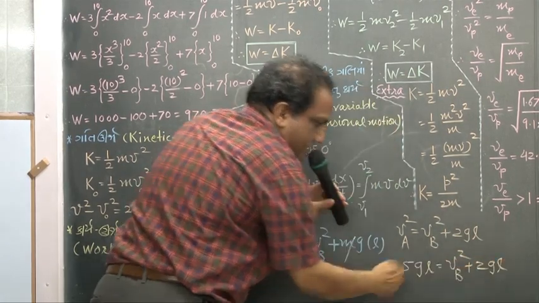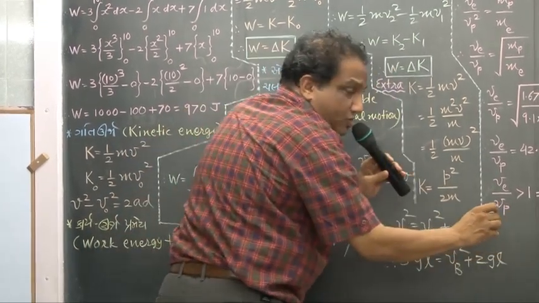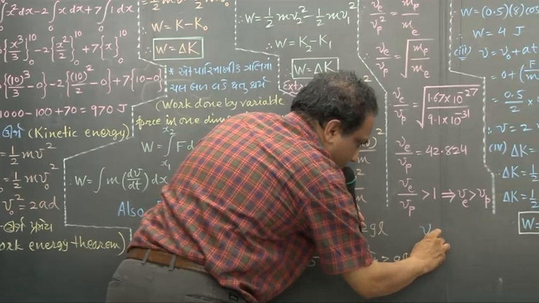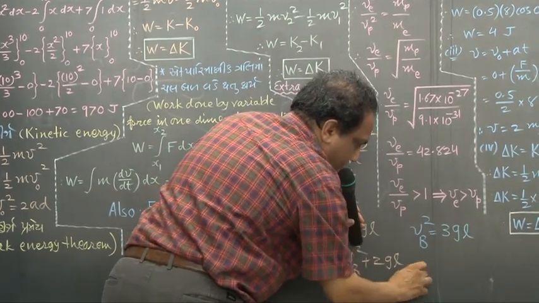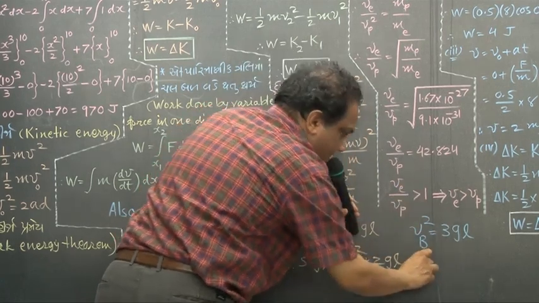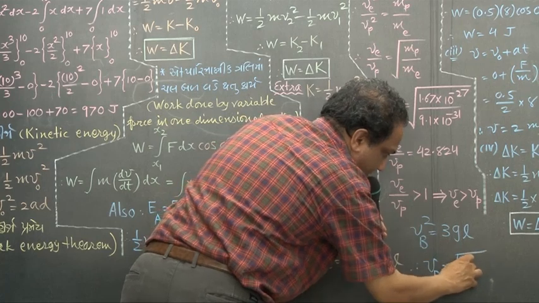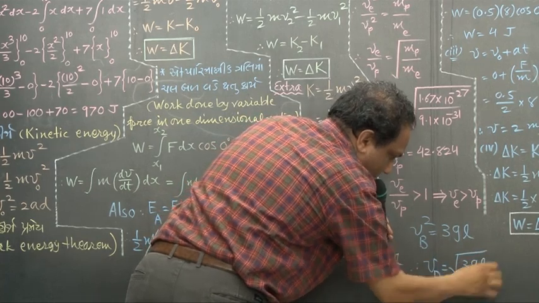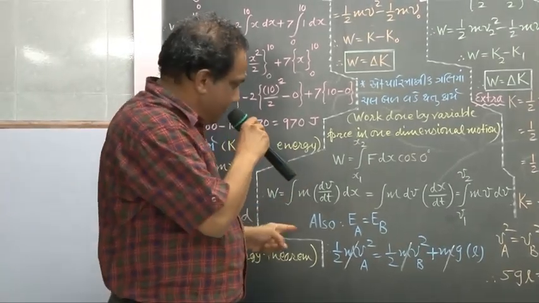Correct? Transfer this: 5gl minus 2gl, 3gl. So vb square will become 3gl. Take square root on both the sides. So vb equals to under root of 3gl. Got it? Write down all this.